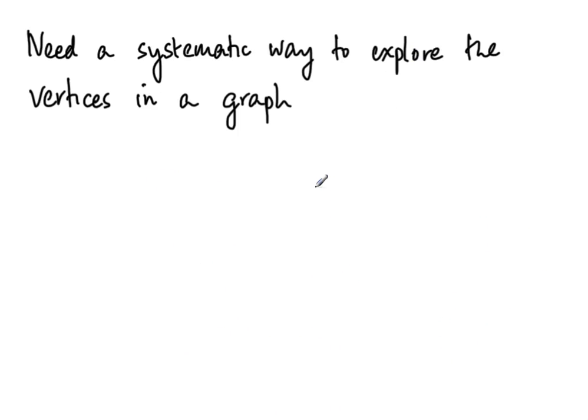So given such a representation, either as an adjacency matrix or as an adjacency list, we need a systematic way to explore the vertices in a graph. So one such strategy to systematically explore a graph is called depth first search.